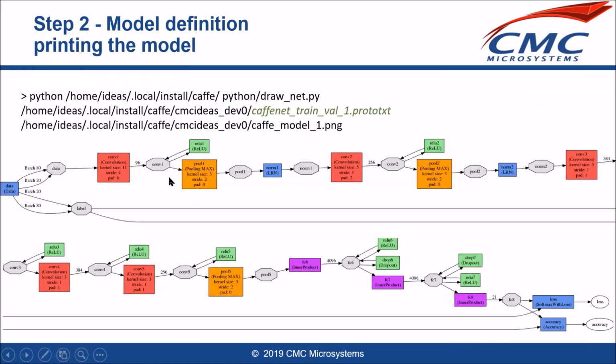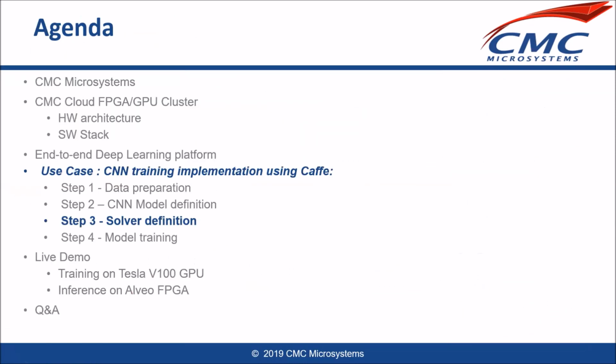We can also visualize the graph graphically. We have here a script that can display the graph so we can see the different layers and how they are connected, just to have a good understanding of what the CNN graph is doing.